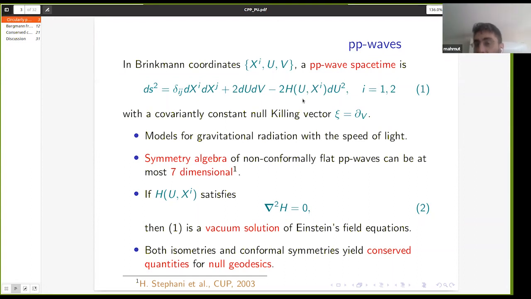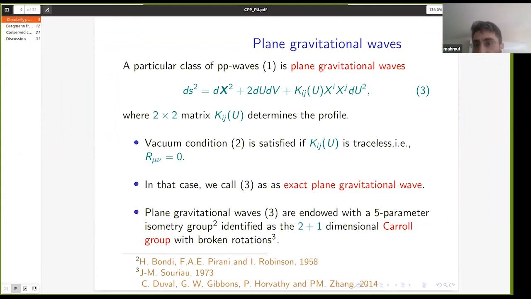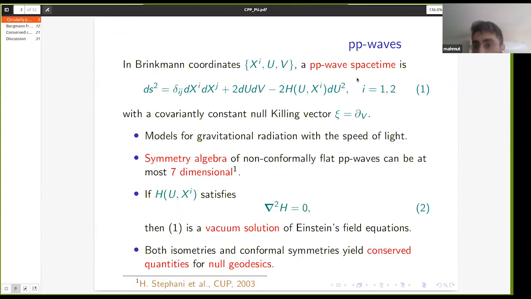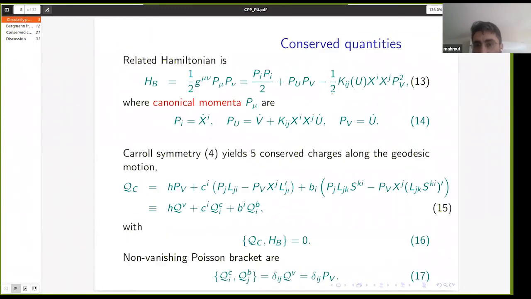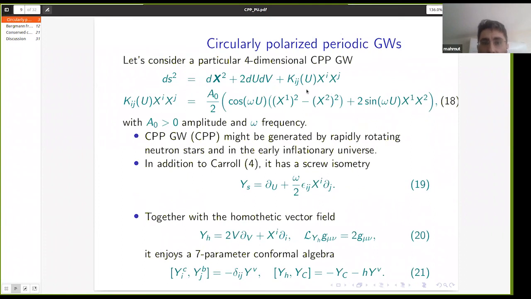So you can make it for any h, and this K_ij x^i x^j, which is a plane gravitational wave, is a particular class of these pp-wave spacetimes. And what we are working with here is a definite one. You have infinitely many possibilities. I select one of them, which is this circularly polarized periodic gravitational wave. Then your profile is definite because it is just cosines and sines. So K_ij is just a matrix of cosine, sine, sine minus cosine, finished. So everything is definite.